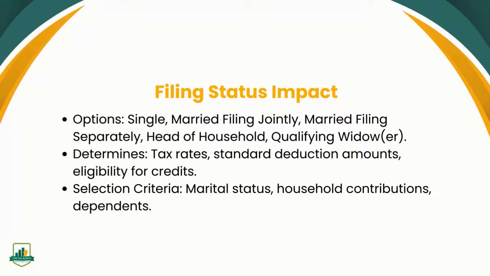So let's talk about single. This status applies to individuals who are unmarried, divorced, or legally separated according to state tax laws on the last day of the tax year and have no dependents. All right. Married filing jointly is the status that applies to couples who choose to file their taxes together. They combine their income and deductions on one tax return. Married filing separately applies to couples who choose to file separate tax returns, and each spouse reports their own income and deductions on a separate return.